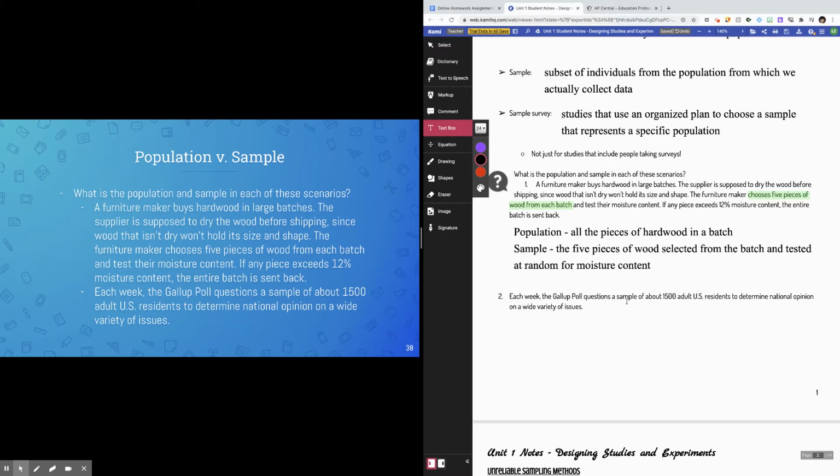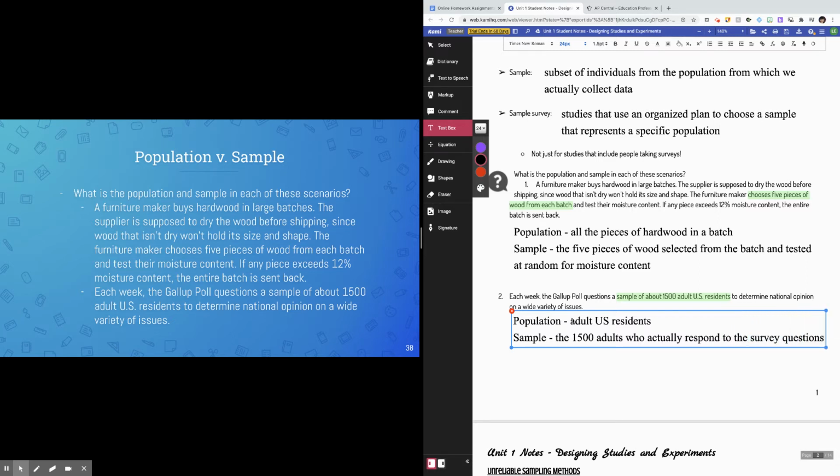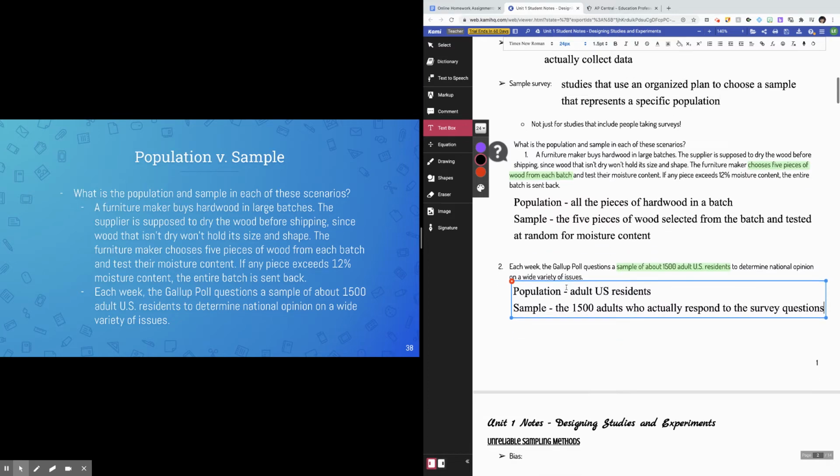It says each week the Gallup poll questions a sample of 1,500 adult US residents to determine national opinion about something. That's true. We, as statisticians, get a lot of information from the Gallup poll. Okay, so the population here is the group that we want to know things about, and that is adult US residents. And the sample, they straight out told us in the problem, right? The sample is the 1,500 adults who actually respond to the survey questions. Right? So that is sample and population.